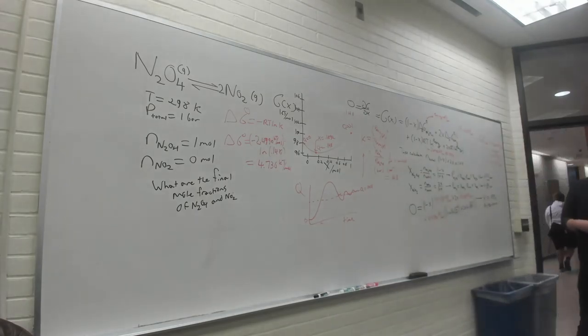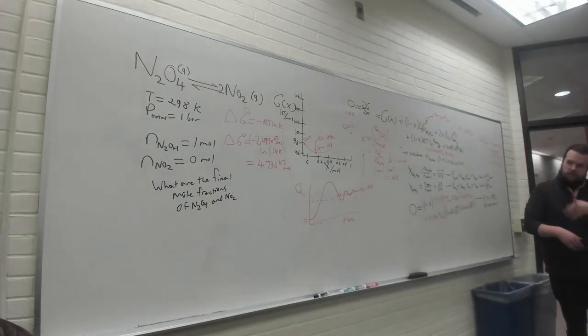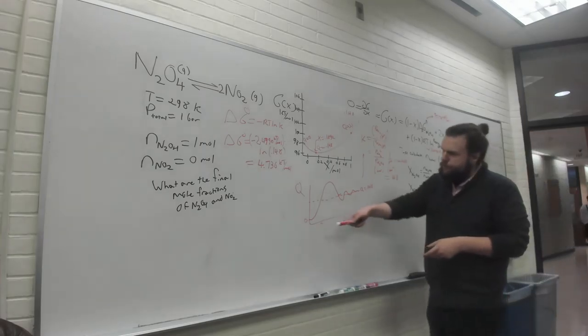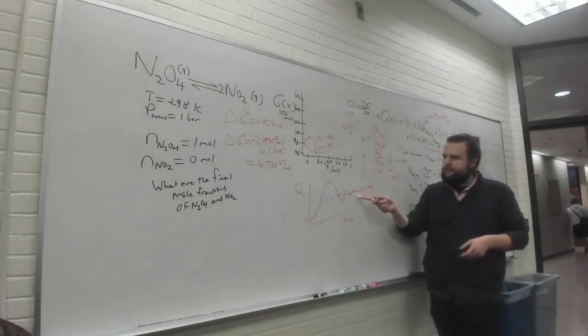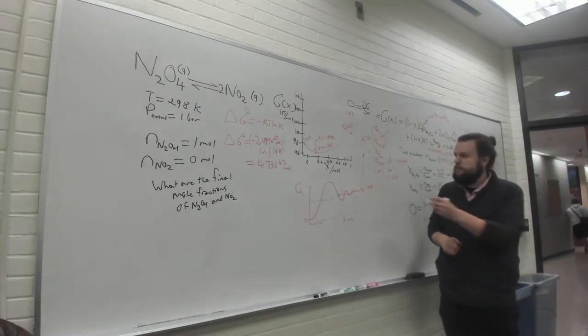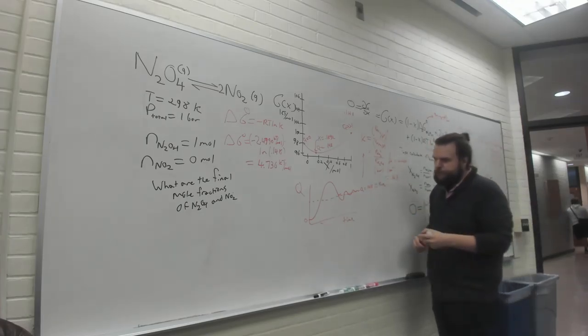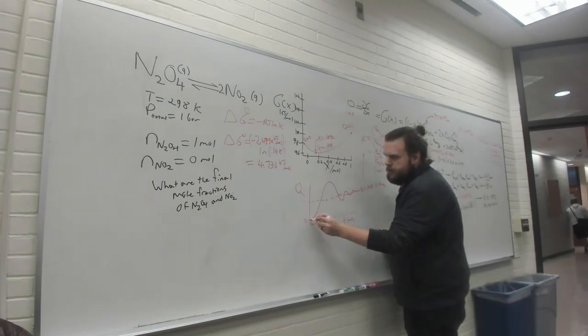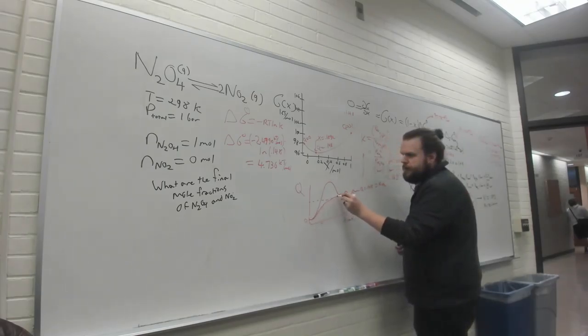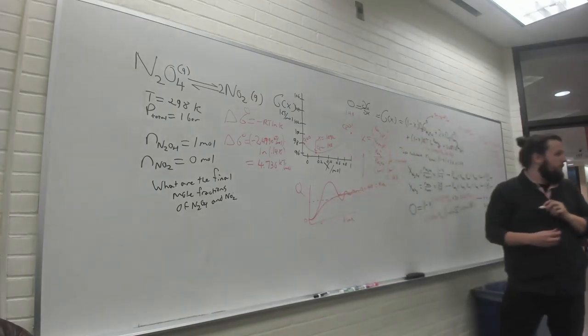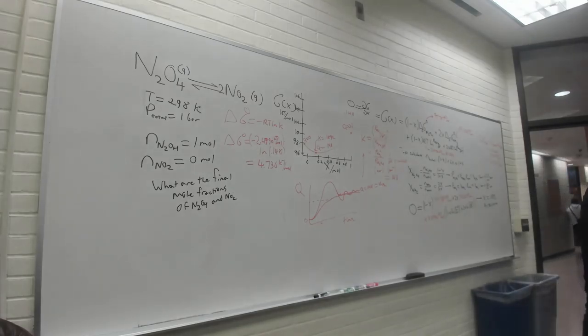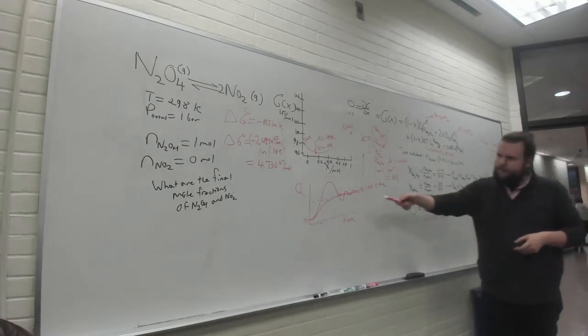Depending on randomness, the system might fluctuate wildly and converge to our equilibrium value, K_eq. Or it might do something like this as well. It may converge to it asymptotically. It depends on the reaction. It's probably going to do that.